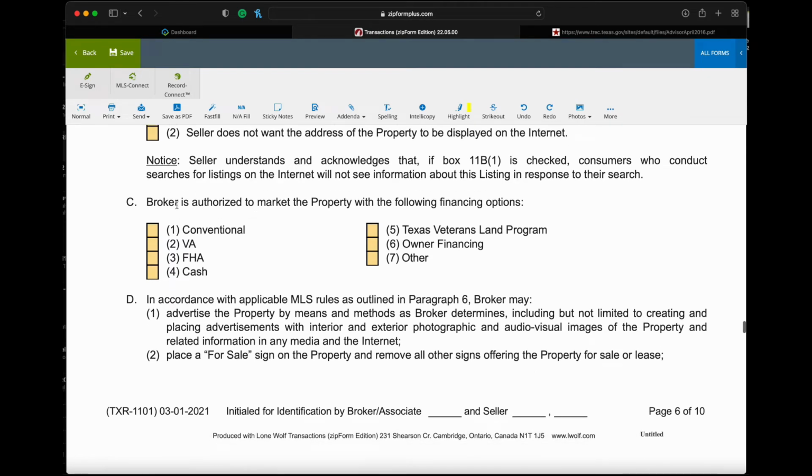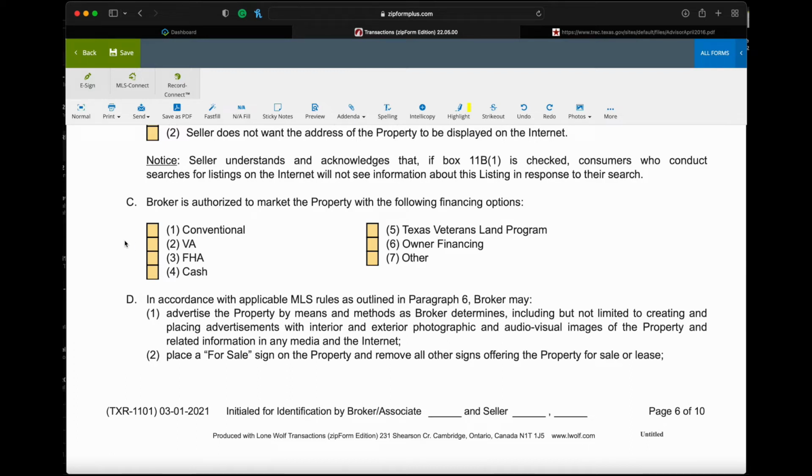Now, here, the broker is authorized to market the property with these finance options. This will help you also when you fill out the MLS. You're also going to have to use a little bit of your best judgment on the house. If it's in really good shape, you can use all of them, you can go with everything. Also, a lot of sellers don't want VA or FHA, they just don't want to mess with that. They don't want to have vendor required repairs or things like that. So sometimes they just don't want that.